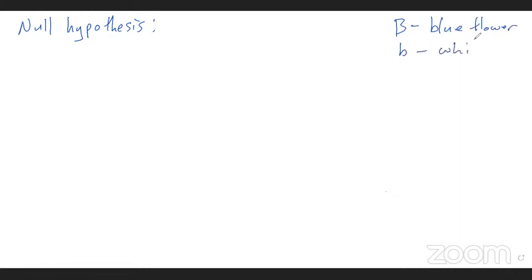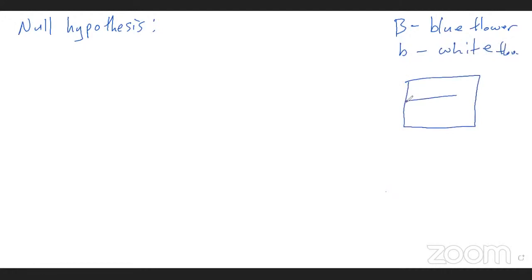Do you know how to do a null hypothesis? No, sir. All right, so your null hypothesis, hold on. Let us say you have a plant. Let's use big B for blue flowers and small b for white flowers.